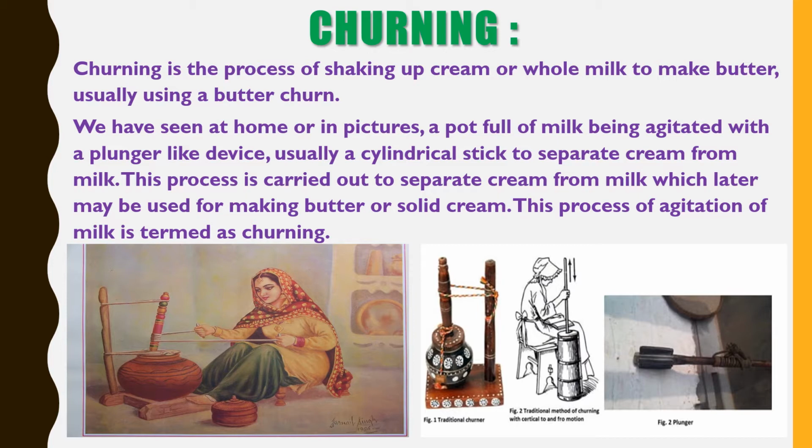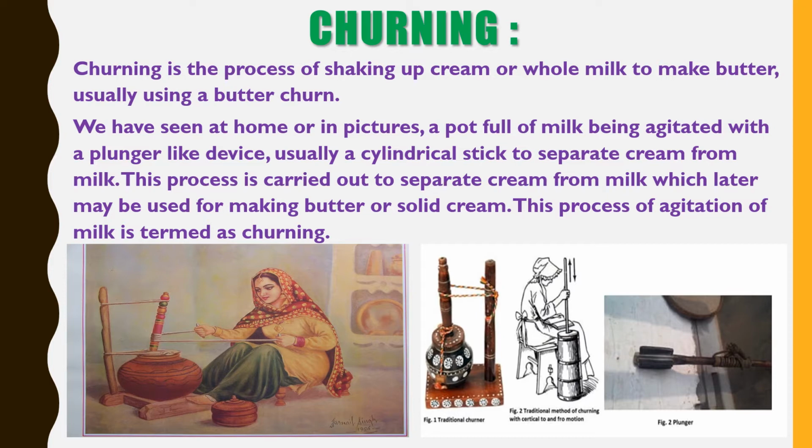We use many milk products like cream, butter, cheese, etc. Have you ever wondered how these milk products are made? We have seen at home or in pictures a pot full of milk being agitated with a plunger-like device. You can see over here in the diagram, usually a cylindrical stick, used to separate cream from milk.